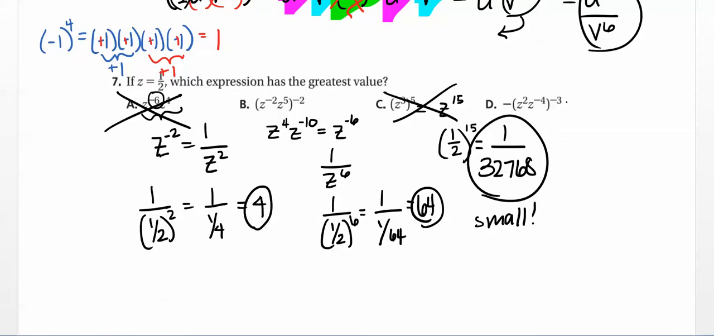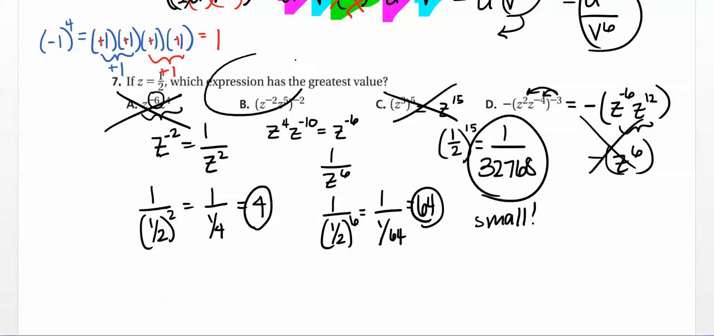And now let's do D. Okay, we're going to multiply. We'll have this negative out in front. And then that's going to be z to the negative 6th, z to the 12th, which is z to the 6th, negative. Well, this is going to be a negative number, so that's already too small. I mean, if I plug in 1/2, it's not it. The answer is B.